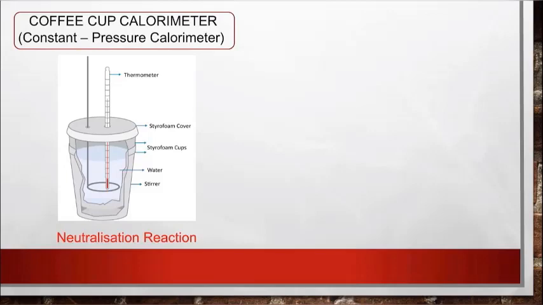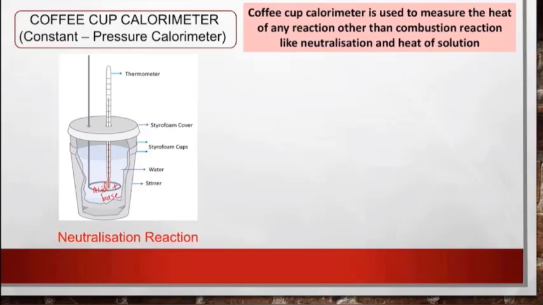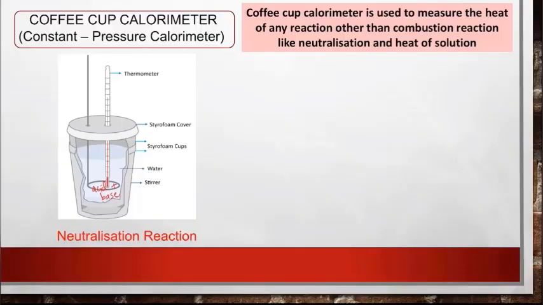The next calorimeter that you have to learn is called coffee cup calorimeter. Coffee cup calorimeter is used to measure the heat of any reaction other than combustion reaction like neutralization and heat of solution. But mainly, we are going to learn about the neutralization reaction. Now, how does coffee cup calorimeter work? So the reaction between acid and base will occur inside the calorimeter, and the heat released from the reaction will be absorbed by the solution formed and by the calorimeter. The basic principle of a coffee cup calorimeter is quite different compared to the bomb calorimeter.